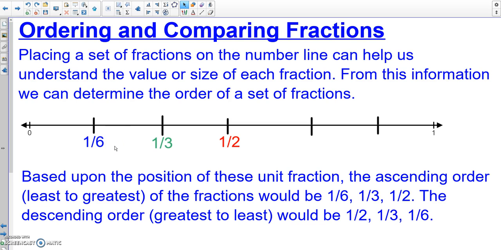Placing a set of fractions on the number line can help us understand the value or size of each fraction. From this information, we can determine the order of a set of fractions. Based upon the position of these unit fractions, 1/6, 1/3, and 1/2, the ascending order, or the order from least to greatest, of the fractions would be 1/6, 1/3, and 1/2. The descending or greatest to least order of the fractions would be 1/2, 1/3, and 1/6.